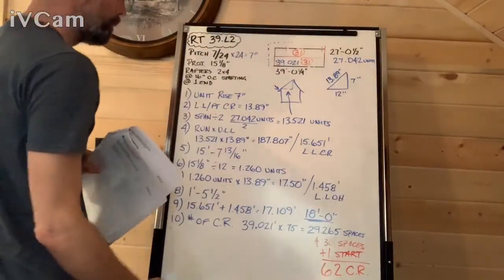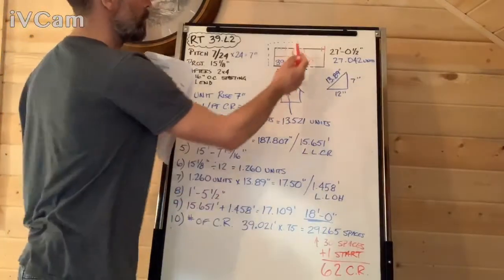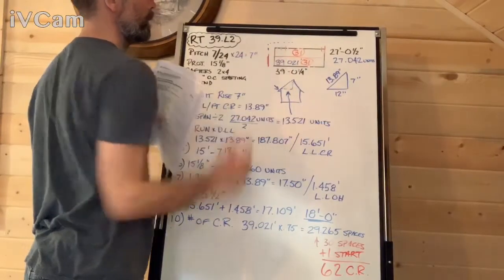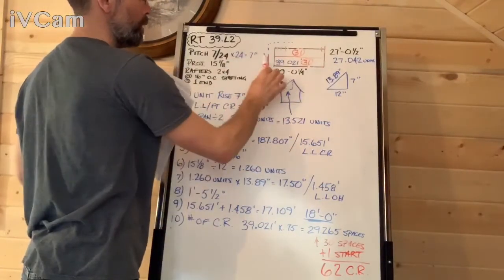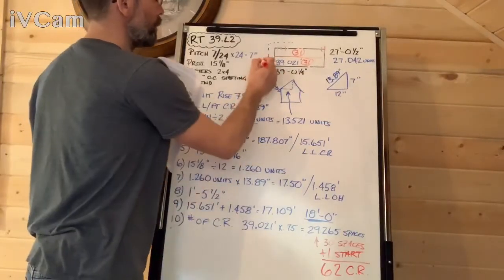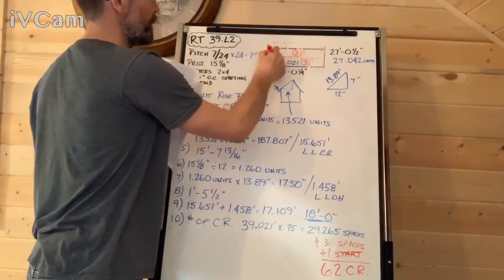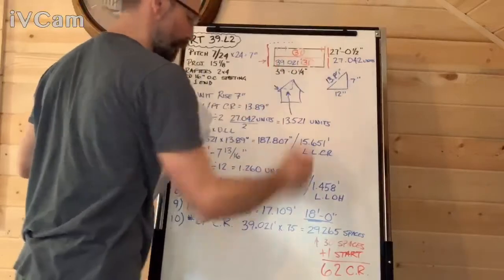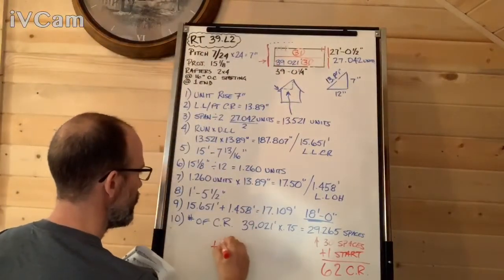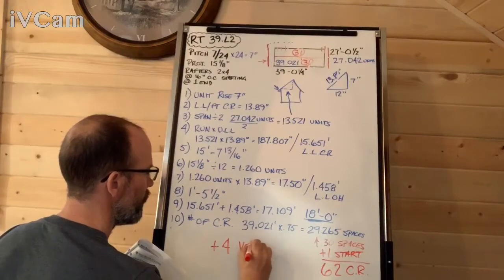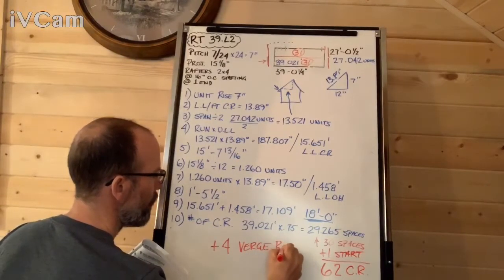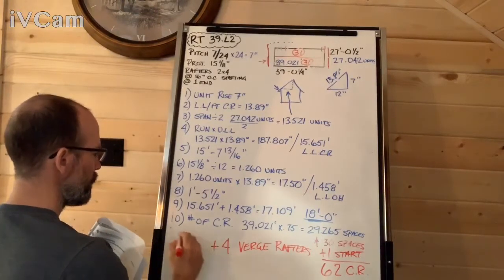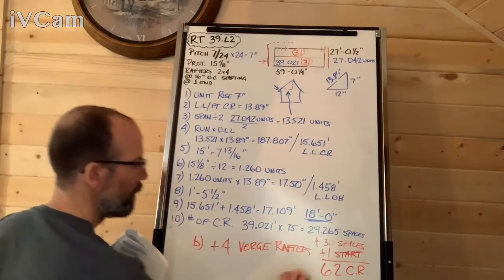Number 10B, verge rafters. Well, again, we have a projection all the way around. So out here, to carry our sheathing all the way across, we need to end with a rafter there. This is our verge rafter out on the end. It's the same as a common rafter, other than we do not cut the bird's mouth in it. So we have 4 verge rafters, plus 4 verge rafters. That is 10B.